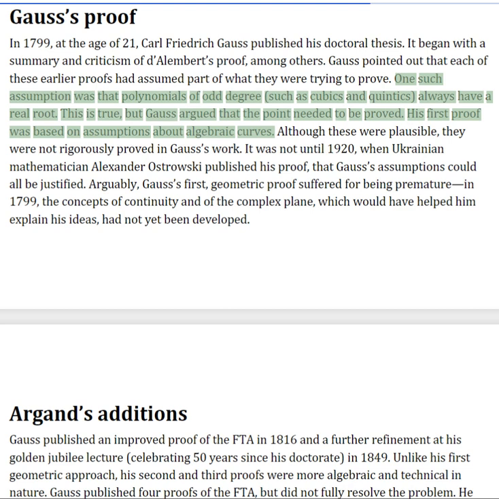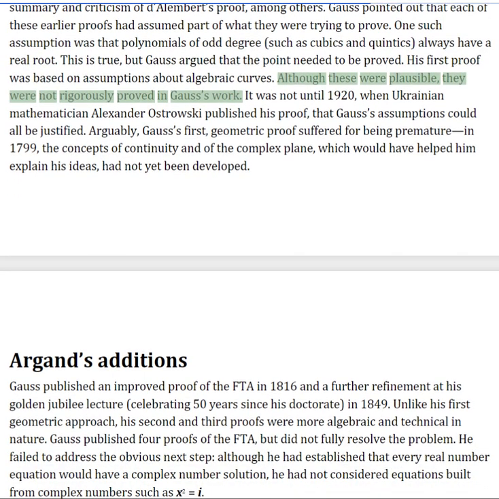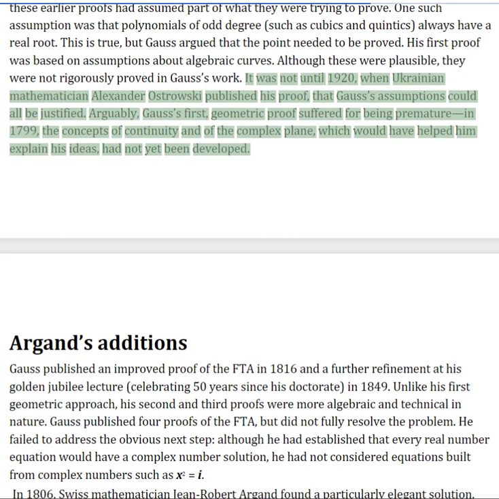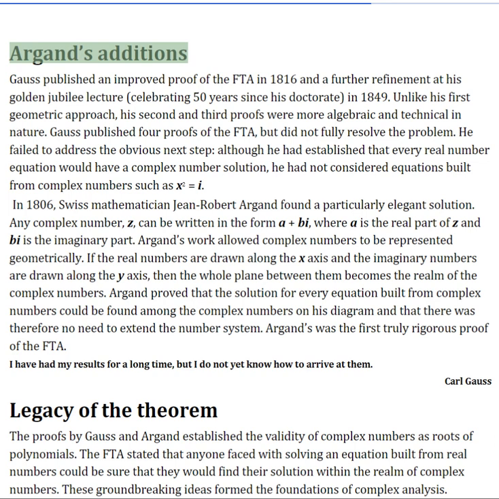His first proof was based on assumptions about algebraic curves. Although these were plausible, they were not rigorously proved in Gauss's work. It was not until 1920, when Ukrainian mathematician Alexander Ostrowski published his proof, that Gauss's assumptions could all be justified. Arguably, Gauss's first, geometric proof suffered for being premature. In 1799, the concepts of continuity and of the complex plane, which would have helped him explain his ideas, had not yet been developed. Argand's additions.